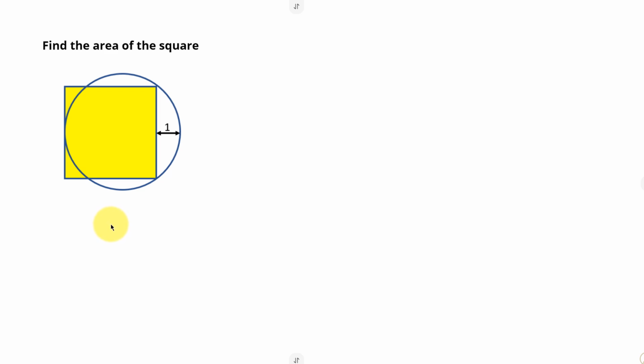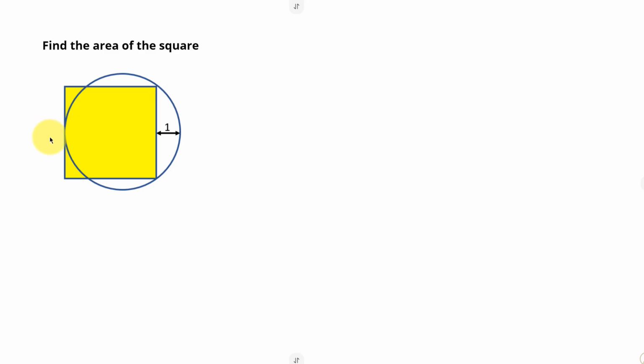We have this interesting question that says, find the area of the square. Now, take a good look at the question. You see that this side of the square is touching the circumference of the circle. And then when you look at these vertices, you see that they are also touching the circumference of the circle as well. And the distance between this part of the circumference to this side of the square is 1, according to the question. Now we are told to look for the area.